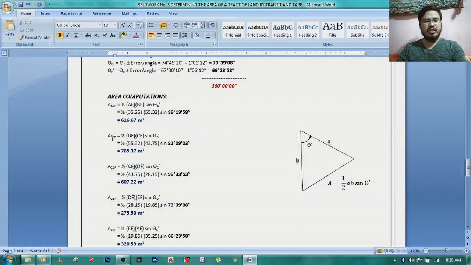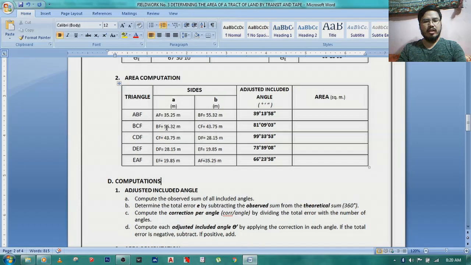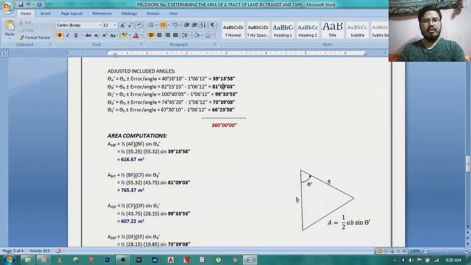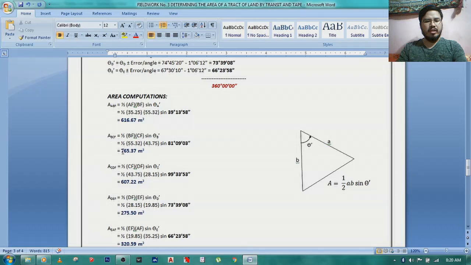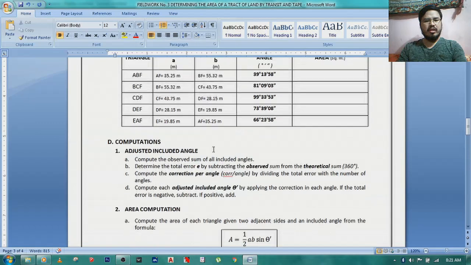So the next is triangle BCF. For triangle BCF, our A is side BF, our B is side CF, and our adjusted included angle is 81 degrees 9 minutes and 3 seconds. So here we have the adjusted included angle for B. Here we have the area 565.37. Then compute the remaining triangles using the tabulation here.